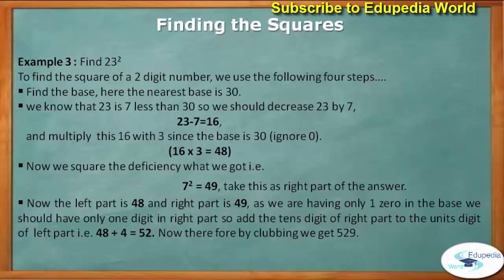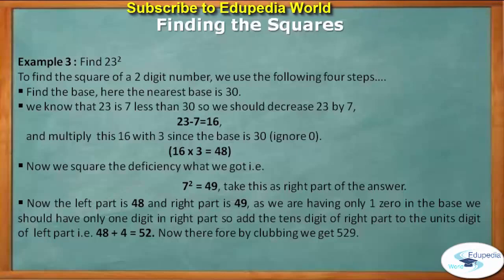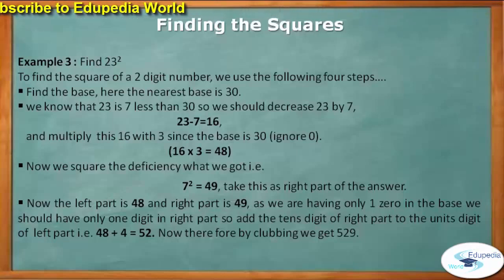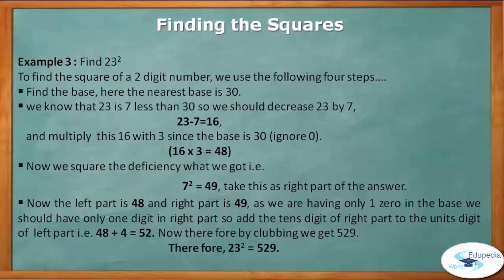By adding this 4 to the left part of the answer we get 48 plus 4 equals 52, and by clubbing both these results, that is 52 and the leftover digit, that is 9, we get 529, which is the final answer. Therefore we can say that 23 square is equal to 529. So guys, this is the way we can use Nikhilam Sutra in finding the squares of a given number. I hope you have understood pretty well how to use this Nikhilam Sutra in finding the squares.